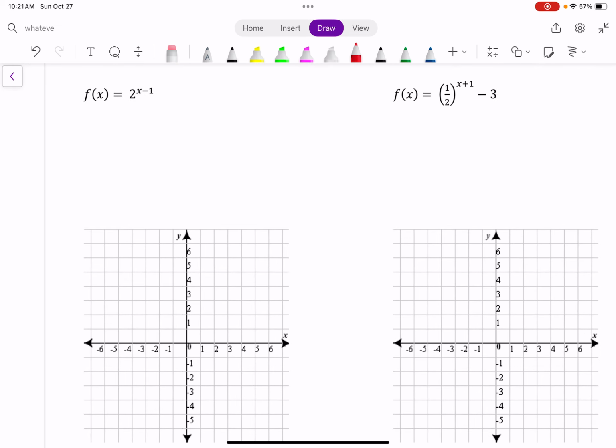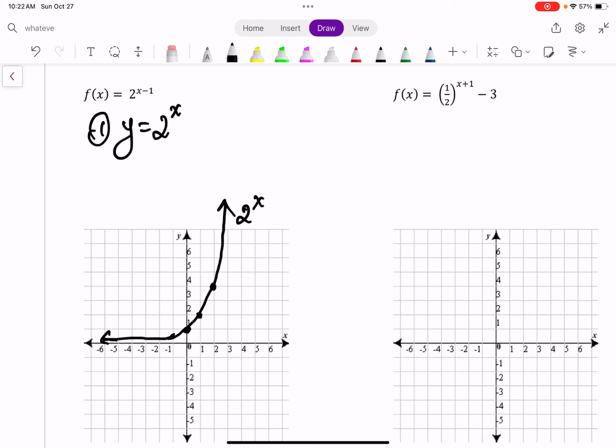The first thing I'm going to graph is that basic 2 to the x exponential function. And I know that your points might still not be there yet, but again, think about 2 to the 0 is 1, 2 to the 1 is 2, 2 squared is 4. 2 to the negative 1 is 1/2. So here it is. My 2 to the x function I graphed for you on the previous pages.